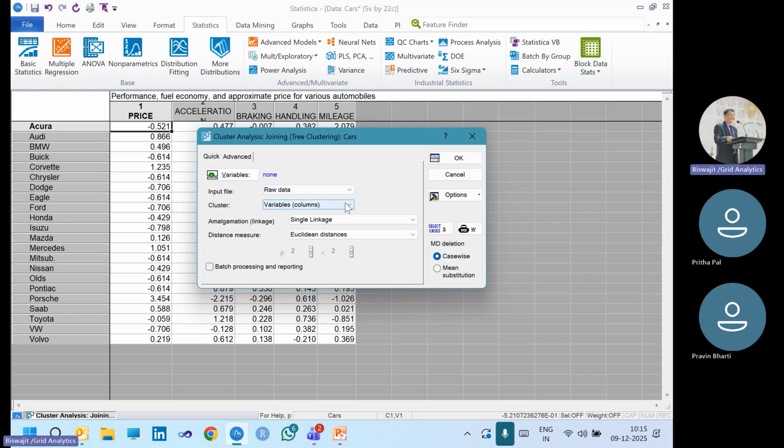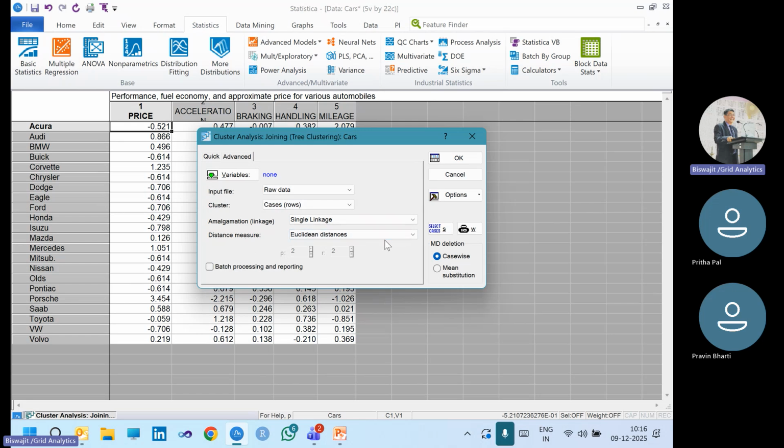One of the advantages of the cluster analysis is that it can deal with both the variables as columns as well as the cases. Currently we'll be dealing with the scores or the cases. We have different amalgamation linkage rules: single linkage, complete linkage, unweighted pair group average, weighted pair group average, unweighted pair group centroid, and so on and so forth. Let's go with the default one, single linkage.